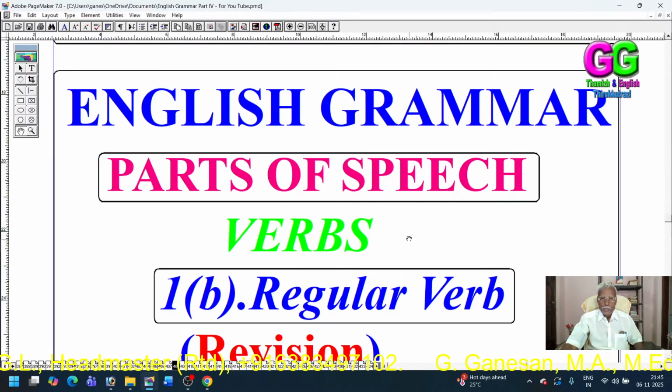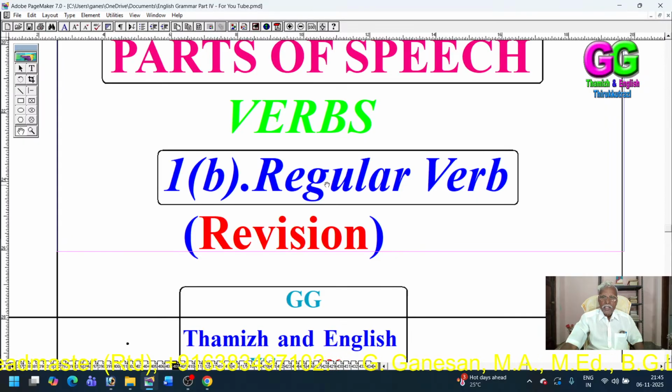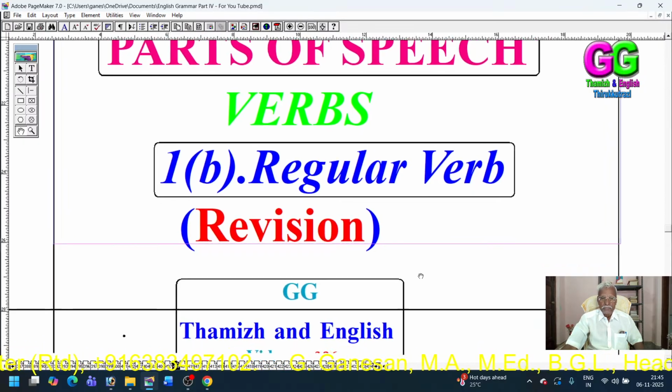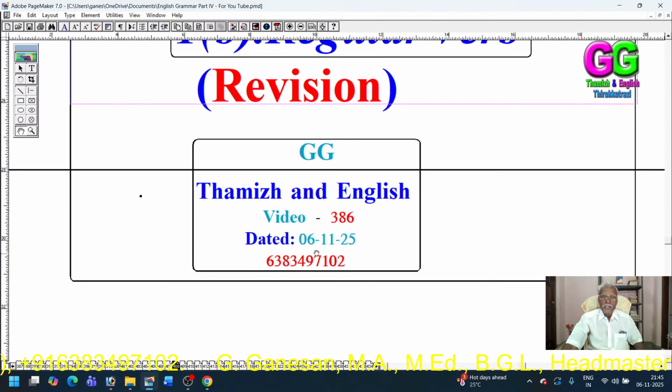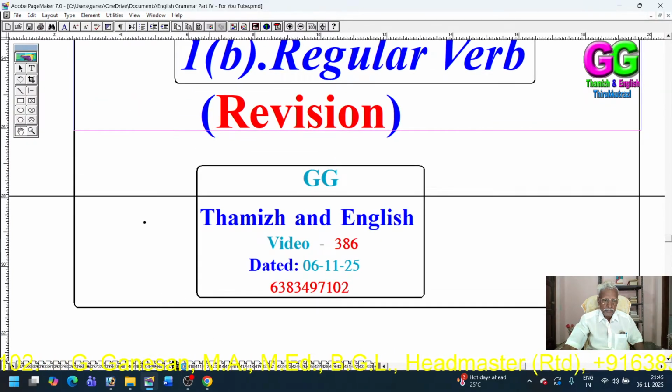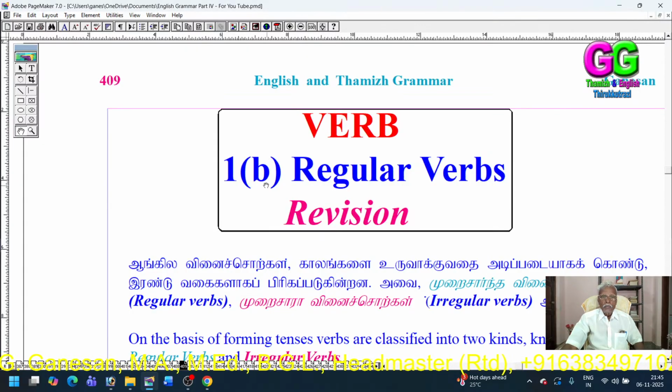English grammar, parts of speech, verbs, regular verb, revision. Verb 1b, regular verbs. Revision.